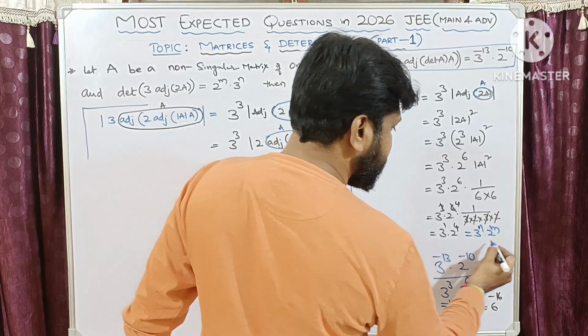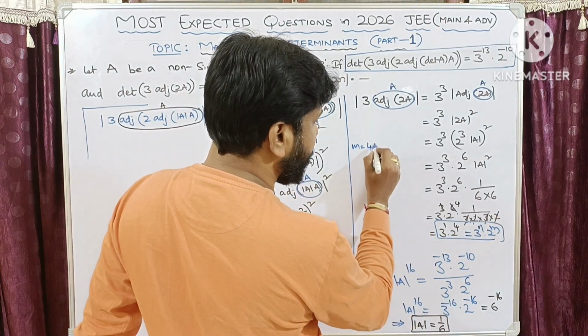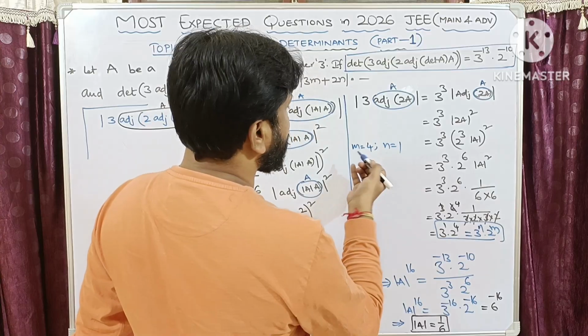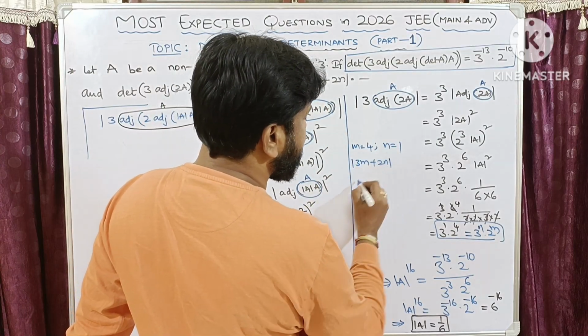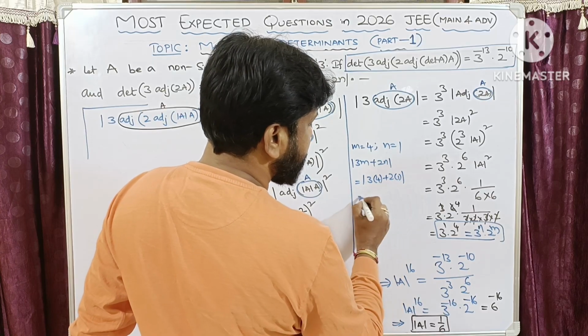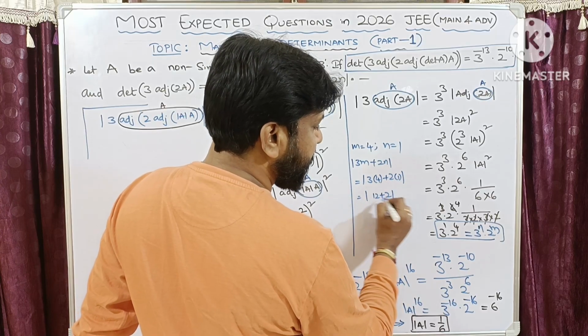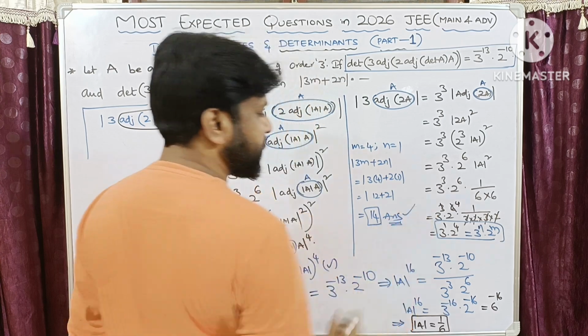Then what can we write from this information? M is equal to 4. N is equal to 1. Then substitute in this: modulus of 3m plus 2n can be written as modulus of 3 into 4 plus 2 into 1. This is modulus of 12 plus 2, that is 14. Under mod, the answer is 14. 14 is your answer, friends.